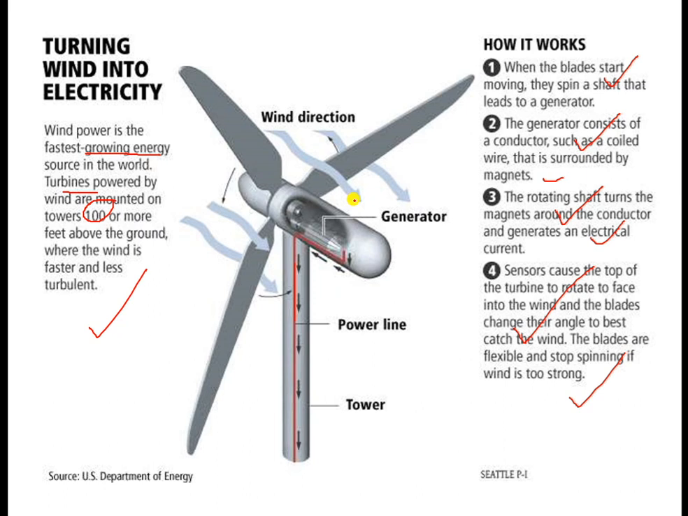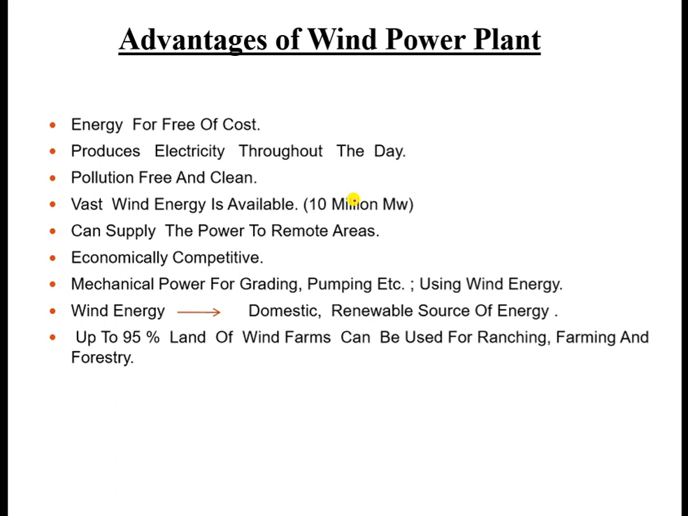So I think today we will stop here as far as the wind power plant is concerned. These are some advantages: it is free of cost energy, produces electricity throughout the day and night, pollution free and clean. Another important thing is that it can supply power to remote areas, that I have already told you. Economically competitive, mechanical power for grinding and pumping using wind energy. Up to 95% of the land of wind farms can be used for ranching, farming and forestry purposes, even though we are going to install such windmills there.